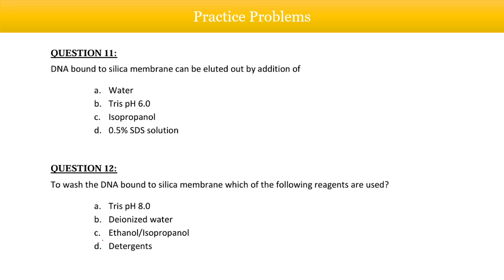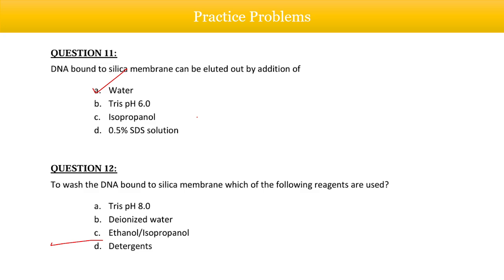So for elution, you can definitely use water. Okay, that's correct. But the other options are not correct. So isopropanol you can use for washing of the DNA, for the precipitation of the DNA. Okay, you cannot use an SDS or a Tris of pH 6, right?